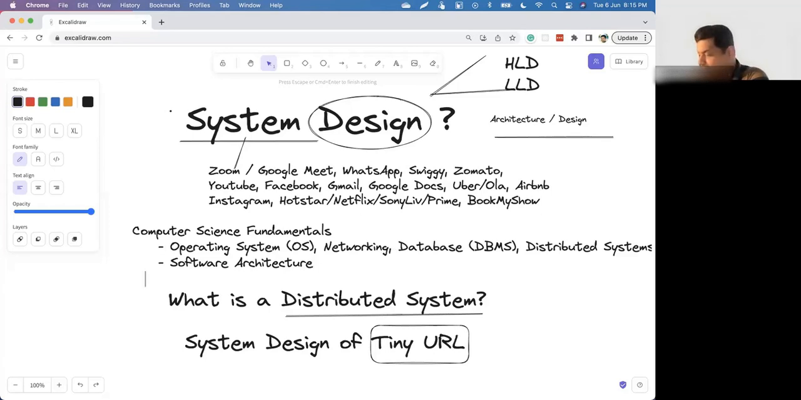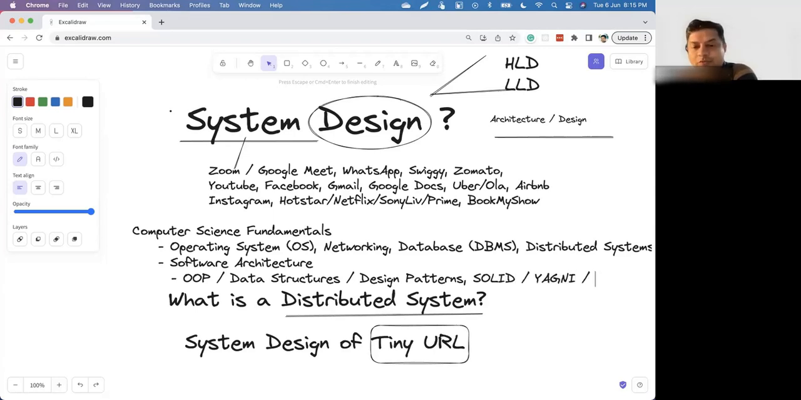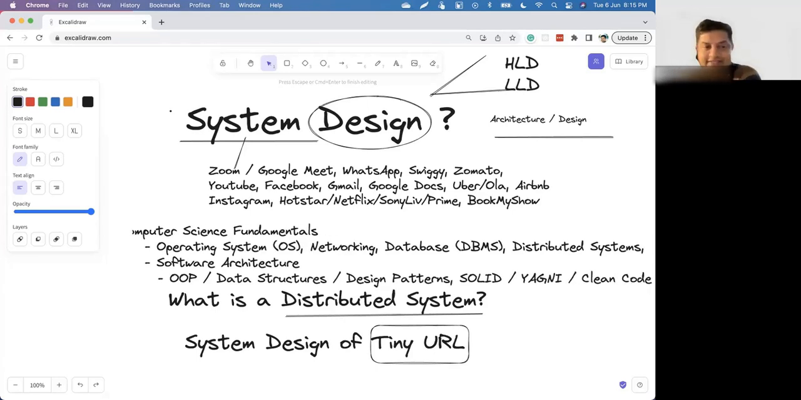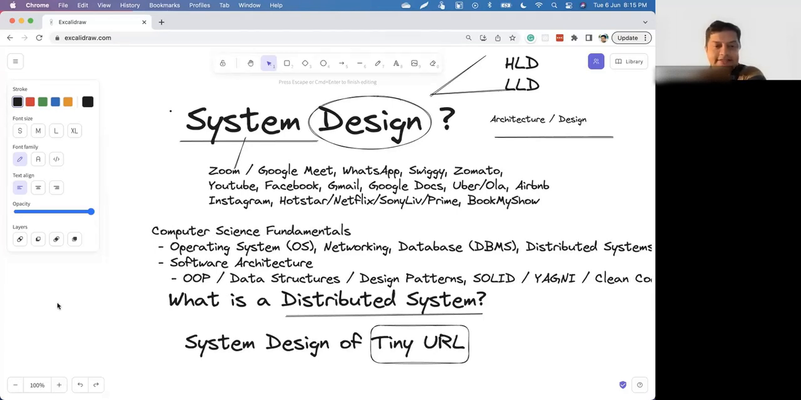Software architecture also involves a lot of concepts: object-oriented programming, data structures, and then you have design patterns, right? And then I will also cover in later classes a lot of low level design concepts, which are SOLID principles, YAGNI principles, and there are a few more principles about writing clean code, right? We'll be covering that. So these are the computer science skills you should understand, right?